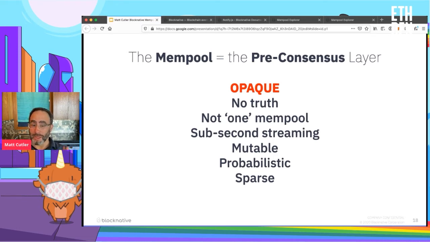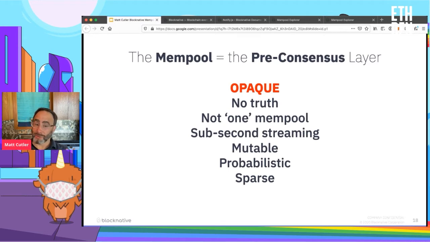But the mempool is a sub-second streaming system. Literally, transactions stream in real time at every second. So the mechanics of the data are quite a bit different than traditional on-chain data. Because it's pre-consensus, it's mutable, so you can change transactions while they're in the mempool. That has all sorts of implications for how transactions behave and user experience.